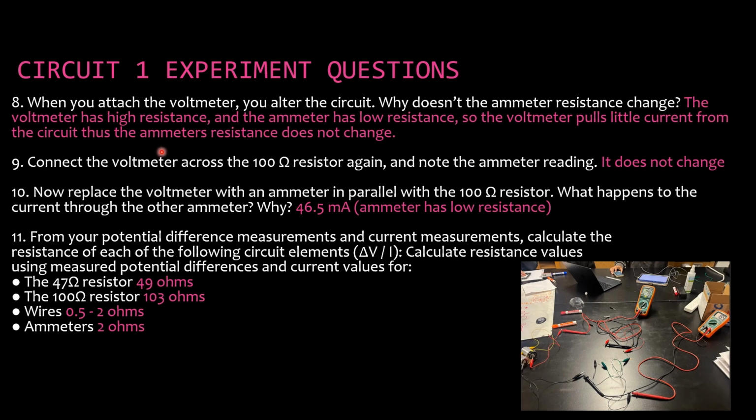Now, when you attach a voltmeter, you alter the circuit. Why doesn't the ammeter's resistance change? The voltmeter has a high resistance and the ammeter has a low resistance, so the voltmeter pulls little current from the circuit, thus the ammeter's resistance does not change. And then you connect the voltmeter across the 100 ohm resistor, and the ammeter reading just does not change.